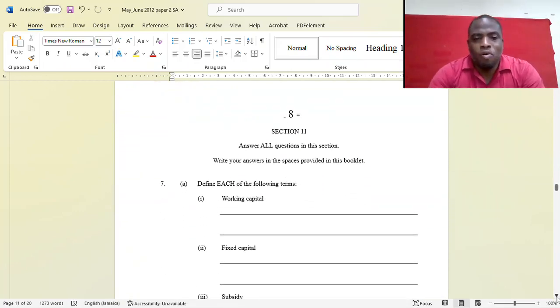Wonderful. So we're now at define each of the following terms. Working capital, fixed capital. Now, fixed capital is that asset that is not used up in your business. So we don't really use it to make the produce or the product. This involves the land, the building, and the machinery, while working capital is the asset that is used up as raw material to create the product, right?